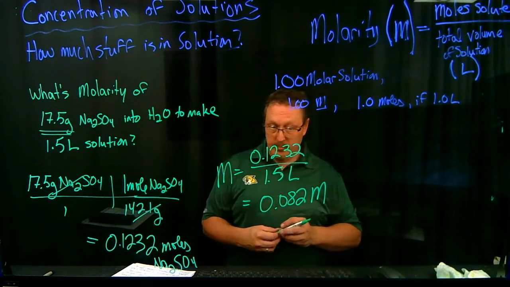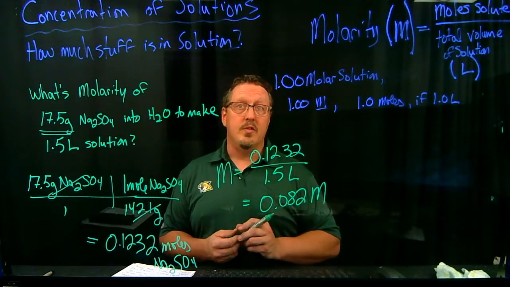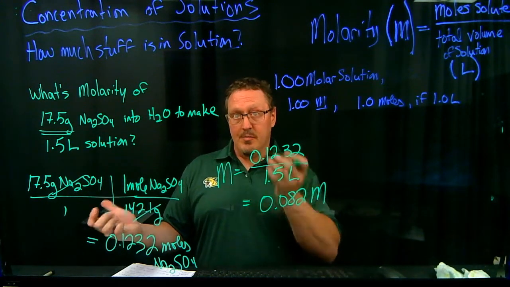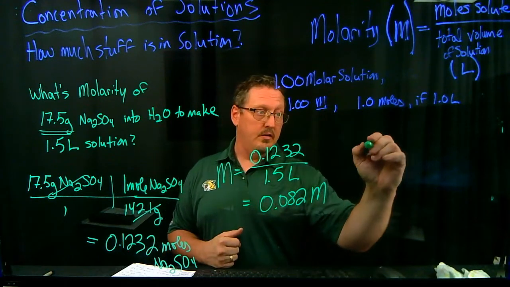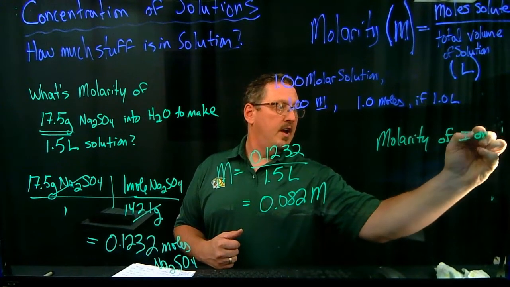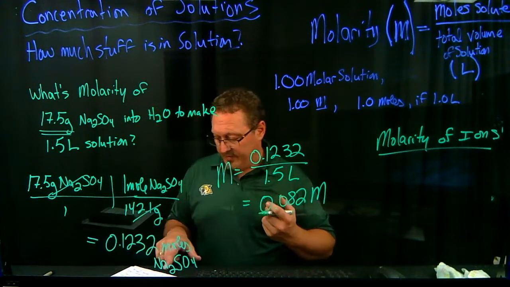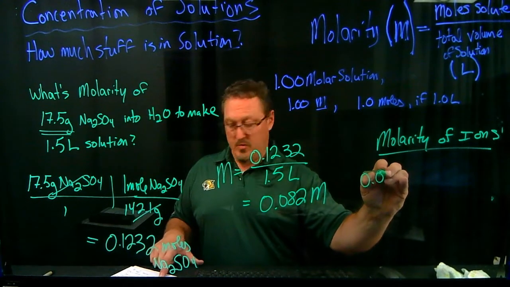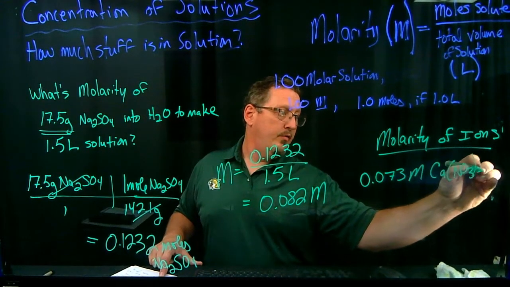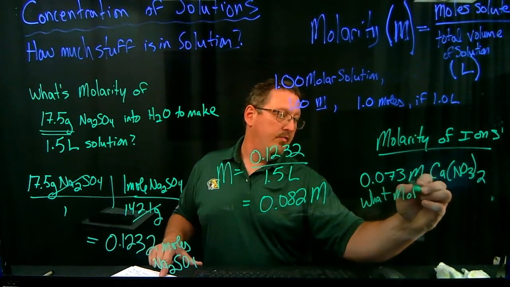We can also do this for ions too. We can figure out what the molarity would be for an ion, and it's the same sort of situation, but remember we have some stoichiometry inside there as well. So let's do that quick over here. A molarity of an ion. Let's say we have 0.073 molar Ca(NO3)2. What would the molarity of the nitrate ions be?